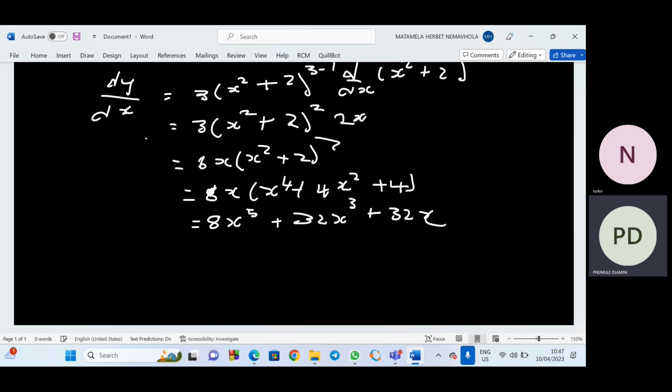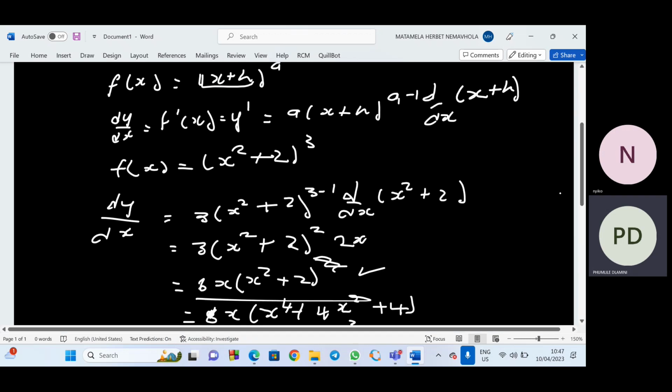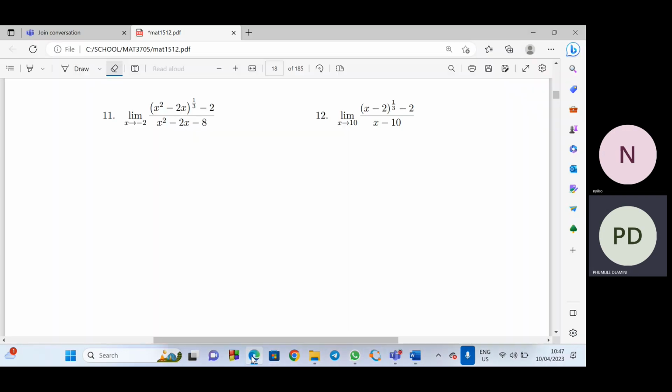But normally when we are working with calculus, you can also end at this step. You can end there, it's not a problem. But if you want to simplify further, you can also simplify until this stage. So this is how we work with the chain rule. This is the method we use with the chain rule. So let's go back to that equation.